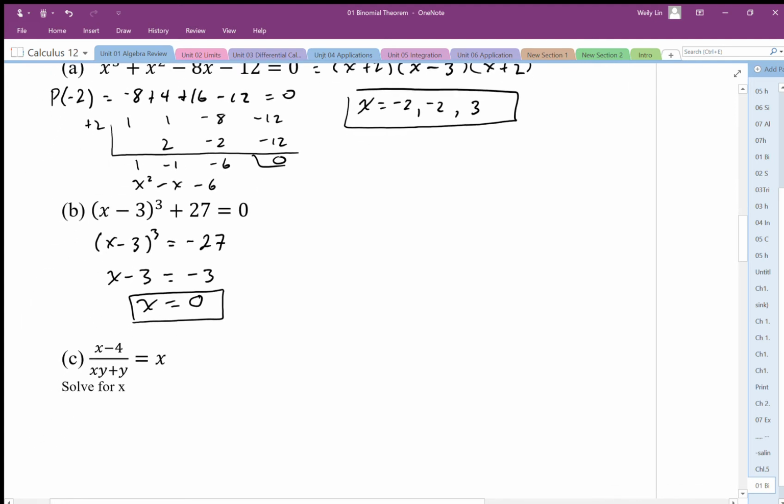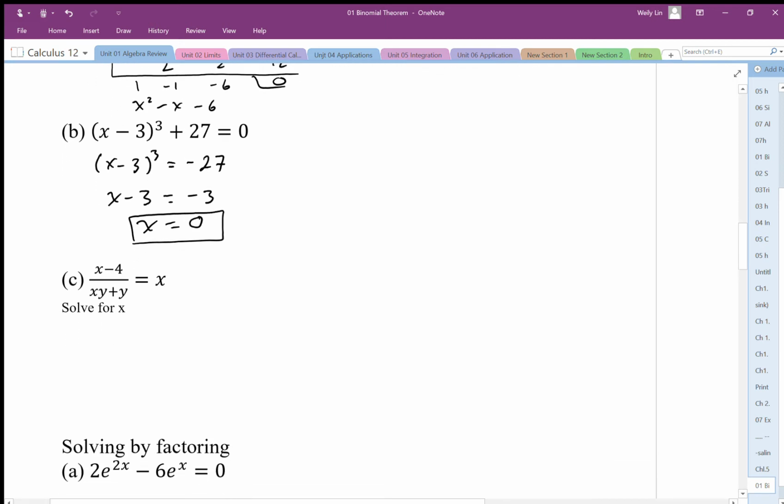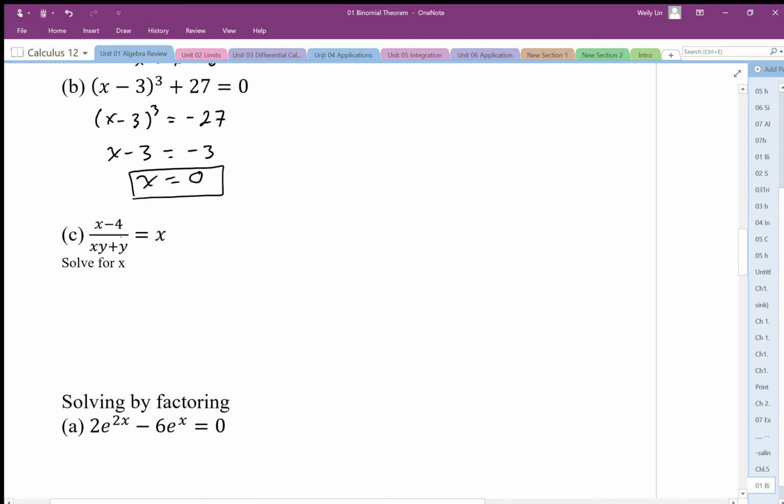So if we take a look at this one here, we want to solve for x. So to solve for x, we probably want to get these x's out of the denominator. And it's really hard to recognize what type of function we are actually dealing with. Okay, what type of function is this really? Well, we don't know. So let's get rid of the denominator here. So we're going to end up with x minus 4. And this becomes x squared y plus xy. Okay, so I need to solve for x.